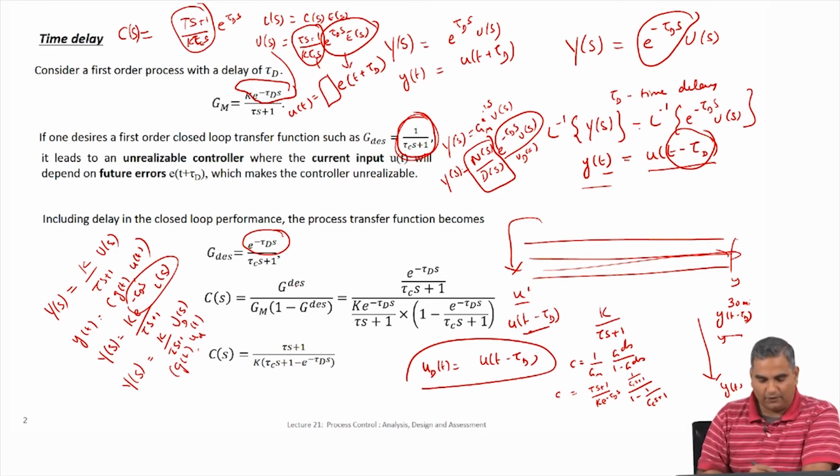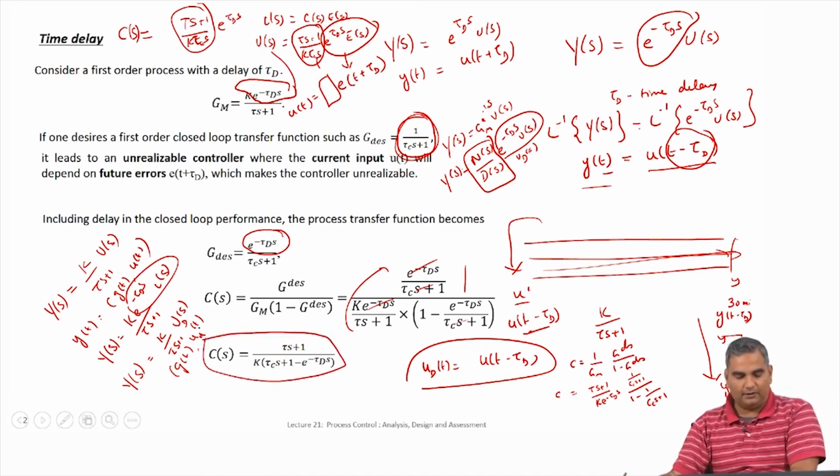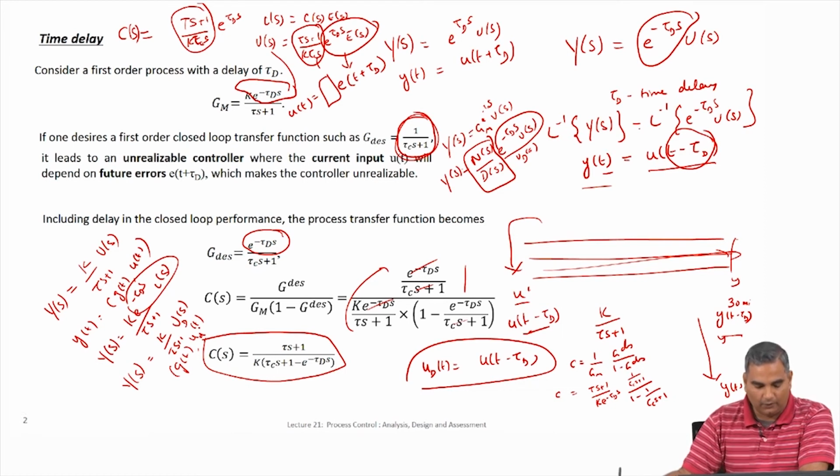Anyway, we know this formula, we have used this many times, g desired by gm times 1 minus g desired. So, I put this g desired, I have this gm, k e power minus tau d s over tau s plus 1, and I have this. Now, this and this will get cancelled, and this will get cancelled, and this will be tau c s plus 1 minus e power minus tau d s in the denominator, and this will go to the numerator, and then you will get your controller as tau s plus 1 divided by k times tau c s plus 1 minus e power minus tau d s. So, this is the controller that we define for a time delay systems.